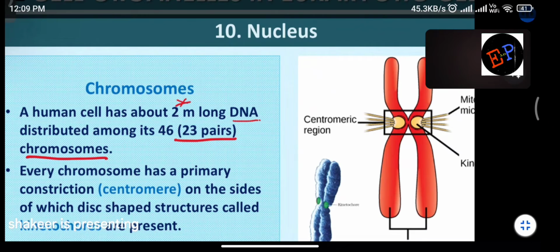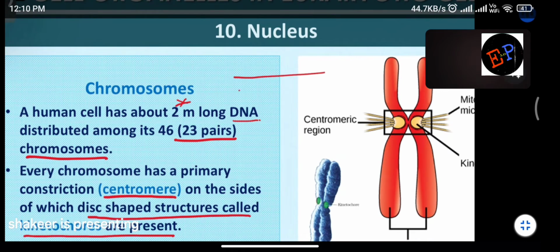Are you able to understand? So every chromosome has a primary constriction, which is called a centromere, on the sides of which disc-shaped structures called kinetochores are present. Are you able to understand, ma? So each chromosome, every chromosome has a constriction. What do we say constriction means?